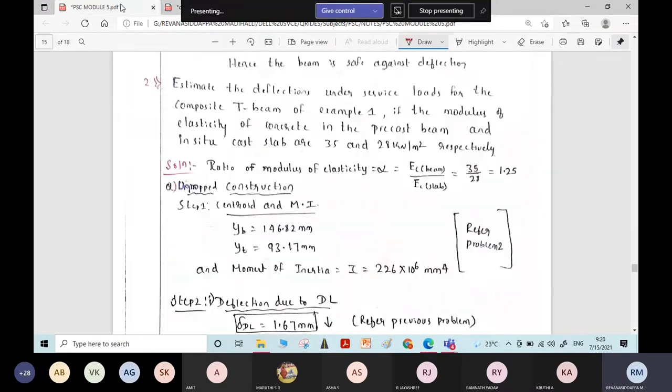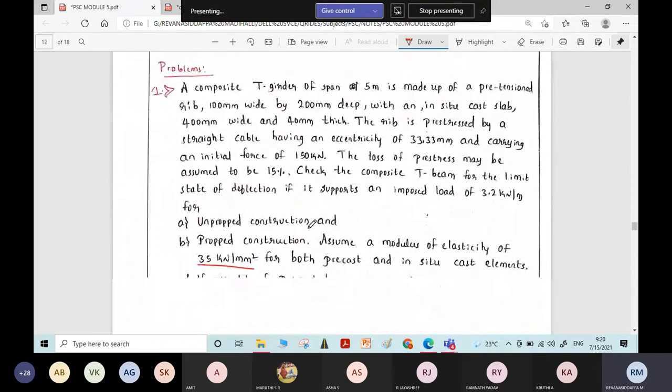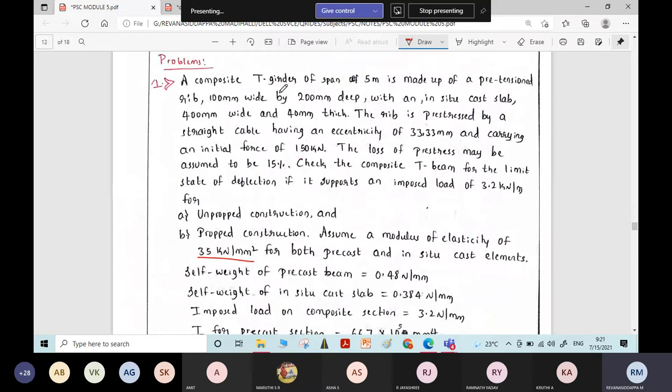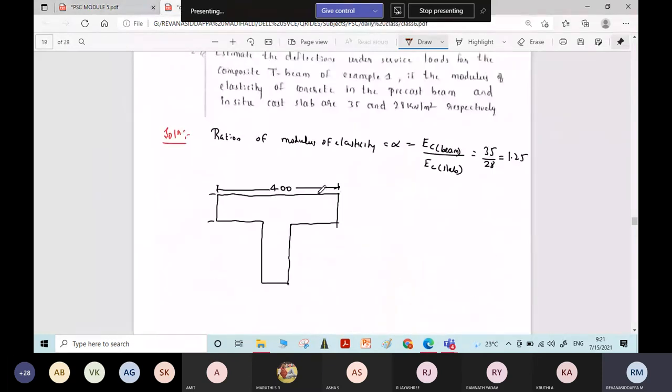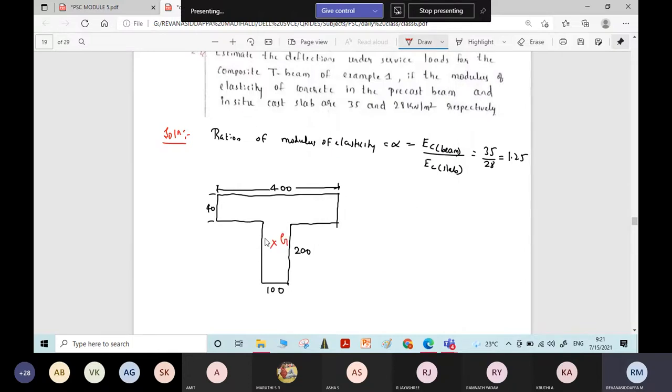Here I will show. The same data. Okay, 200 mm deep and 100 mm wide. This is for beam and slab is 400 mm wide and 40 mm thick. Same dimensions I am writing here. 40 mm thick. And depth of beam is 200, width of beam is 100. Okay, for this we need to locate the centroid. Let G be the centroid of the T section.